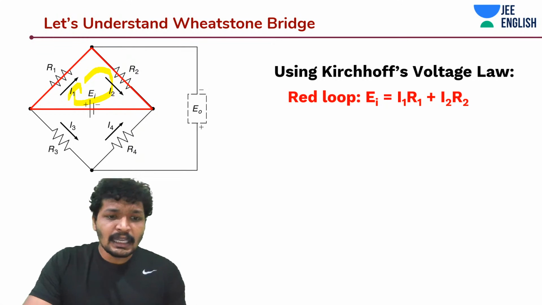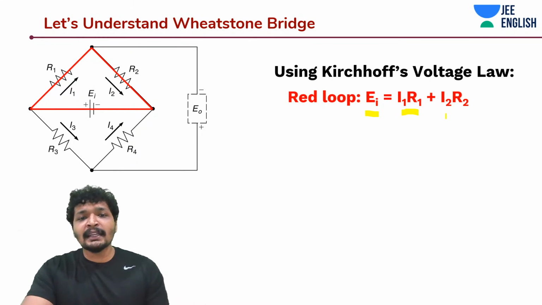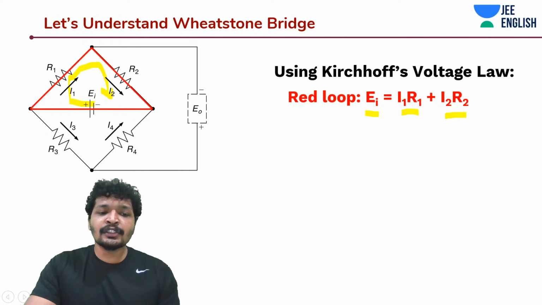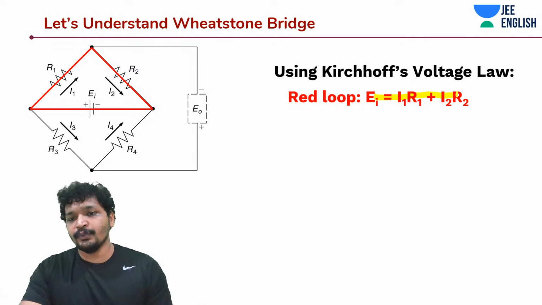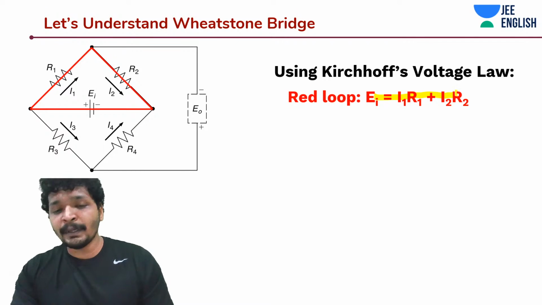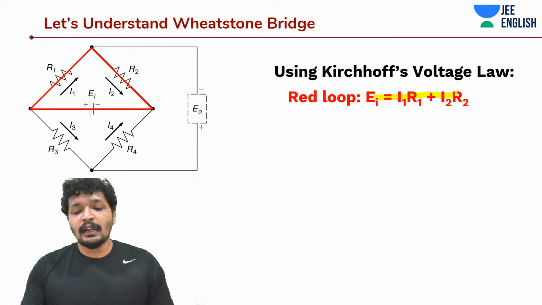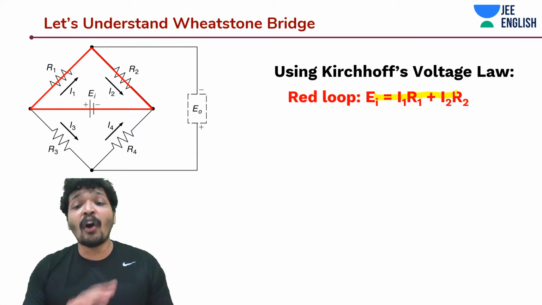That means EI minus I1 R1 minus I2 R2, since the current is in the direction of the loop, is equal to 0, which tells you EI is equal to I1 R1 plus I2 R2. Okay, simple, understood, easy. Now what we will do is keep on applying such Kirchhoff's law, finding all the loops.